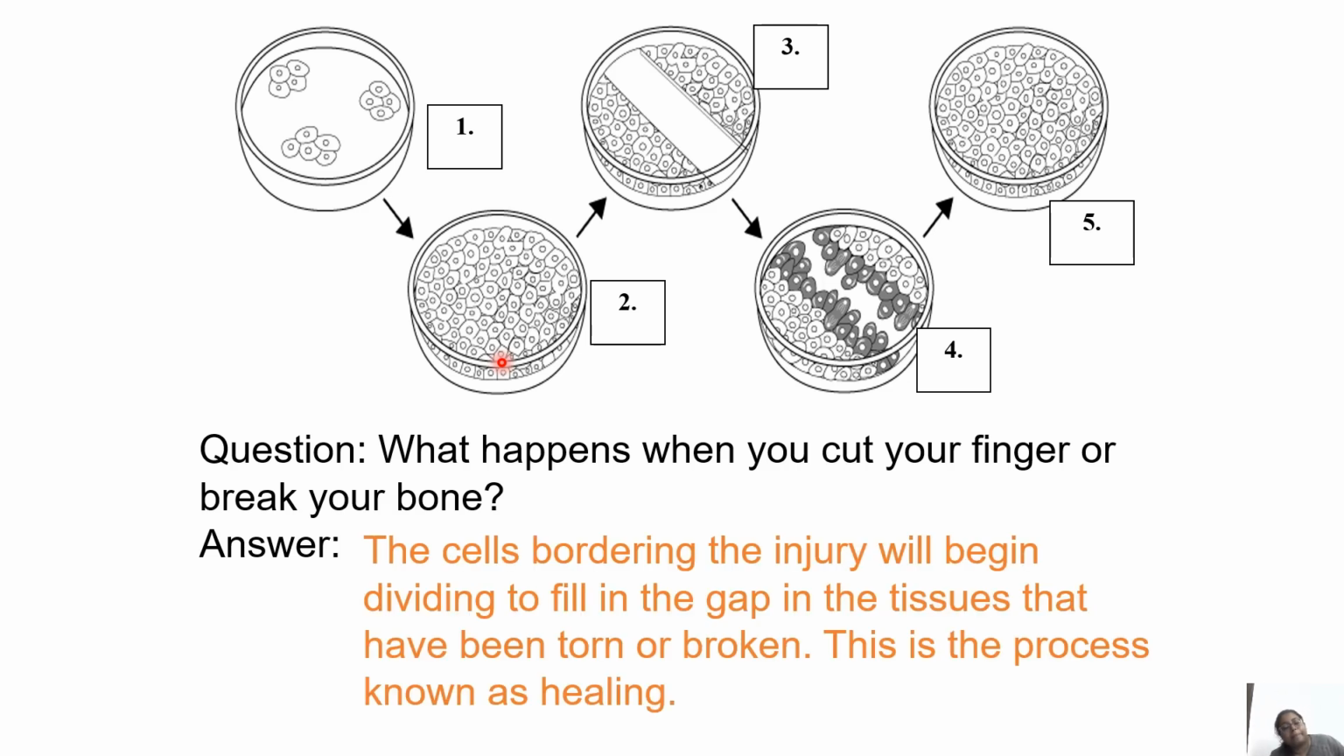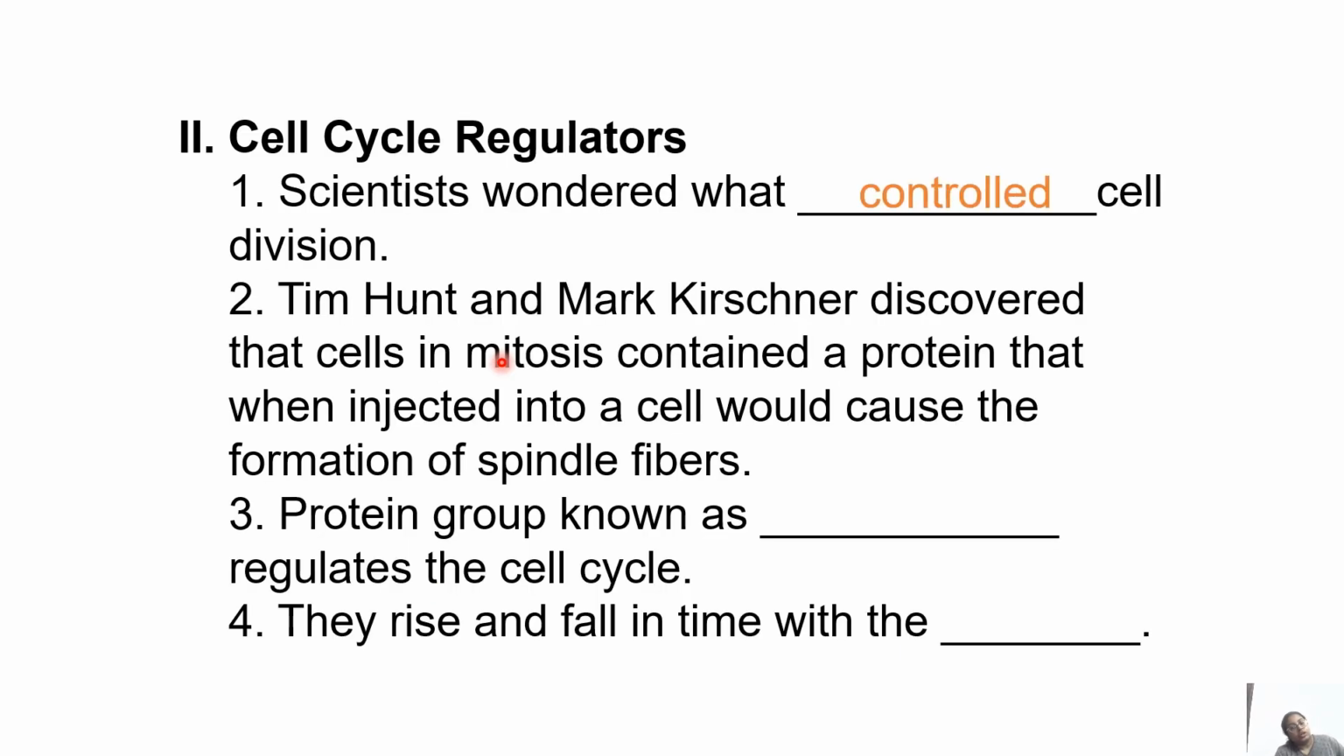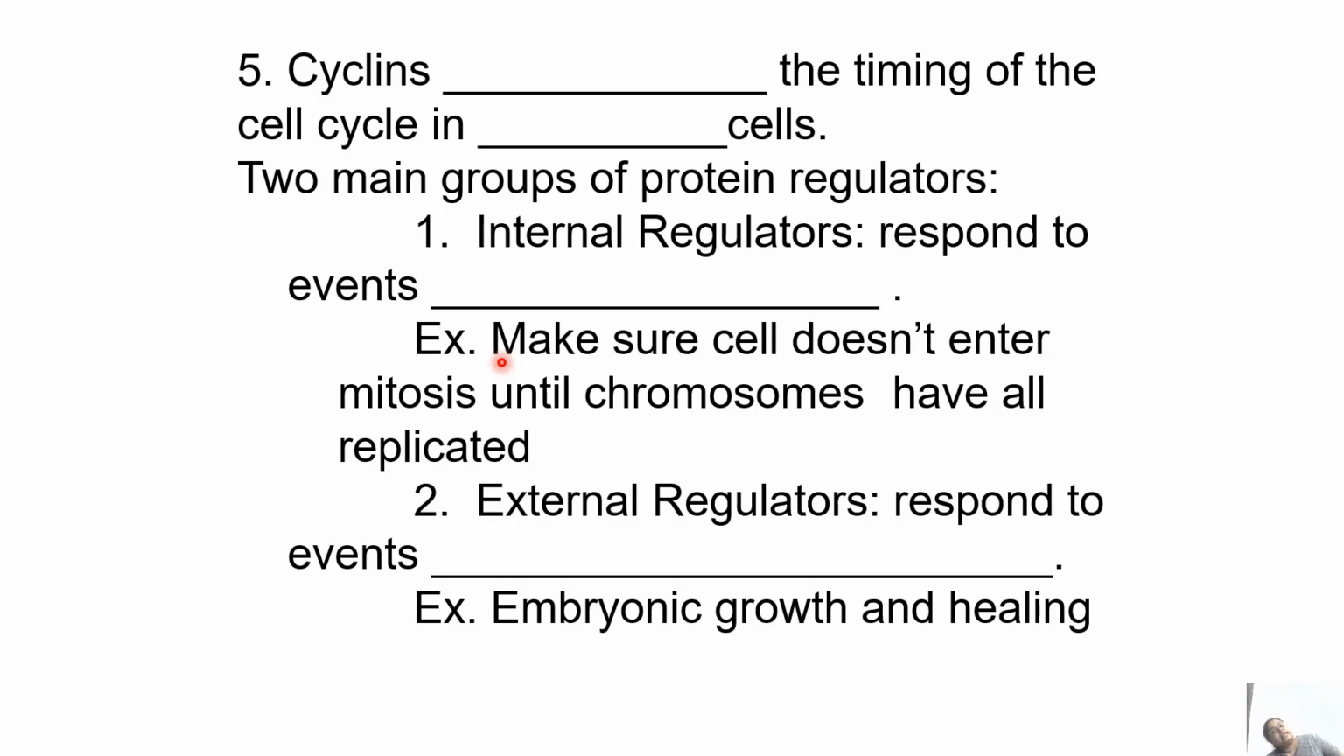Okay, so what happens exactly when you cut your finger or break your bone? The cells bordering the injury will begin dividing to fill in the gap in the tissues that have been torn or broken, and this is the process known as healing. So scientists wondered what controls cell division. Scientists Tim Hunt and Marc Kirschner discovered that cells in mitosis contained a protein that, when injected into a cell, would cause the formation of spindle fibers. These protein groups were known as cyclins. They regulate the cell cycle and they rise and fall in time with the cell cycle.